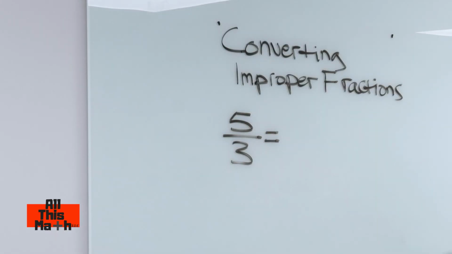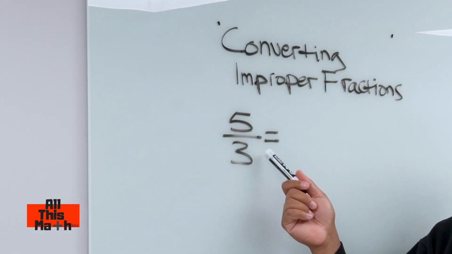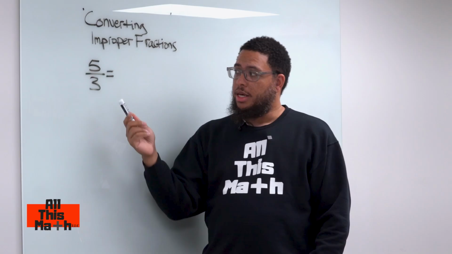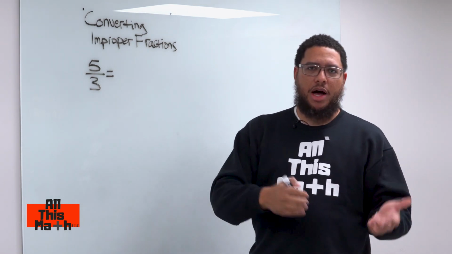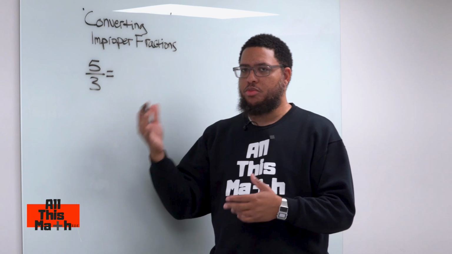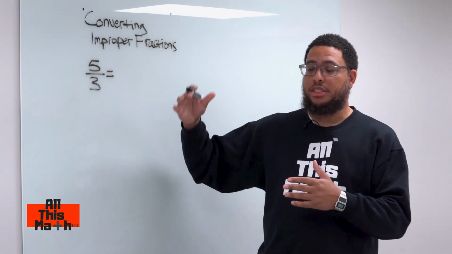So like, let's take 5/3. This means I took an object and I divided it up into 3 equal pieces, and then I'm focused on 5 of those 3 pieces. But how can you focus on 5 out of 3 pieces when 5 is more than 3? So that's what makes this fraction improper.